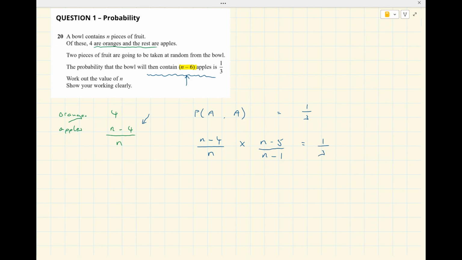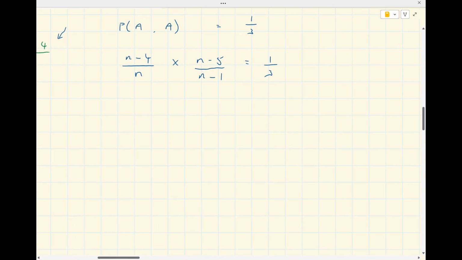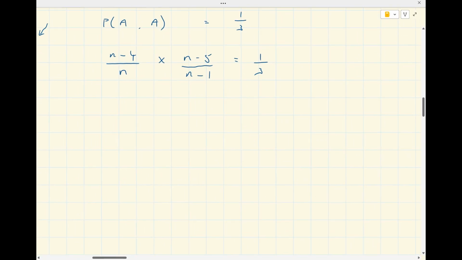And now we're left with this equation to solve for n. Now, very often in these questions, you end up solving an equation that looks something like this one. Let's look at that fraction on the left, and let's do top times top and bottom times bottom, because I'm multiplying those 2 fractions together. And that's what equals a third.